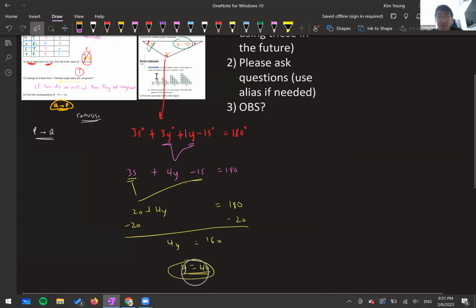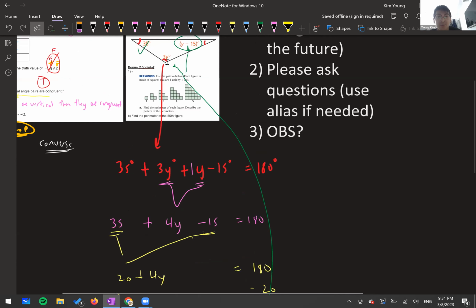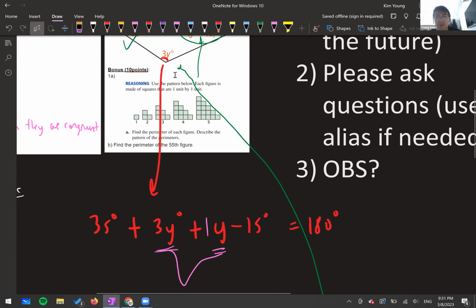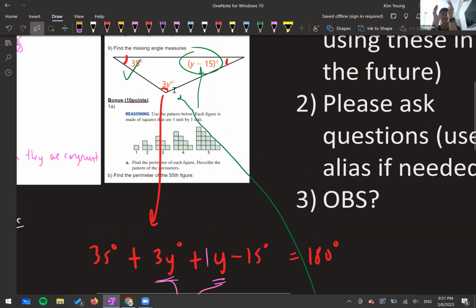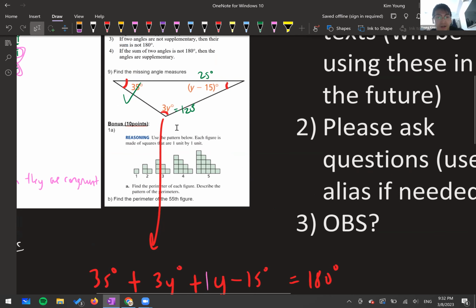Okay, y is 40, so now we could just substitute this value 40 back into both of these angles here. Okay, so 3 times 40, when you substitute with the parentheses, the number touching the number means times. This is equal to 120. So it's 120 degrees. And this angle here, 40 minus 15, that's 25. So this is 25 degrees. Okay. So the answer would be 35 degrees, 120 degrees, and 25 degrees.